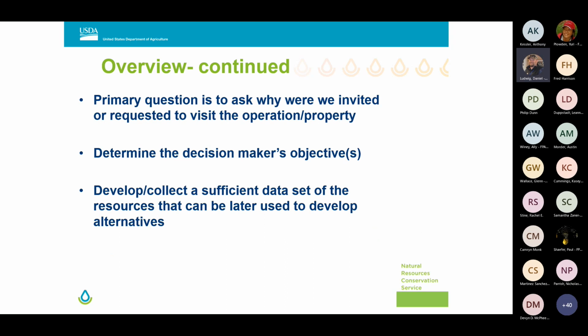So primary question is, why were we asked or requested to visit that site or that operation? What problems are they seeing? Again, we need to determine what that producer's objective is, or the decision maker. And then we need to develop and collect enough beneficial and sufficient data that we can develop our alternatives that allows us to determine whether or not this suite of practices or this system is going to treat the resource concern.